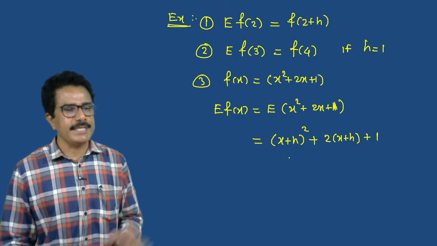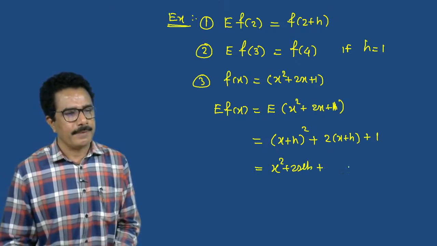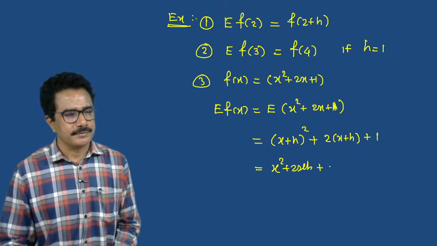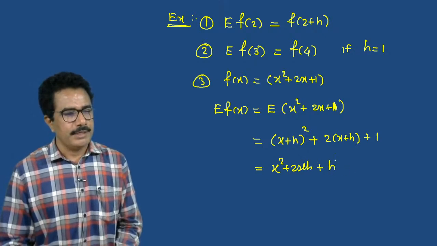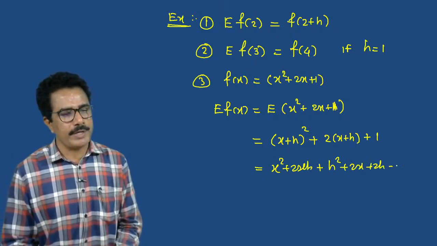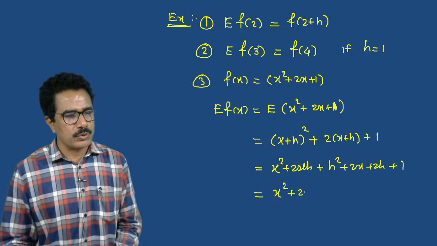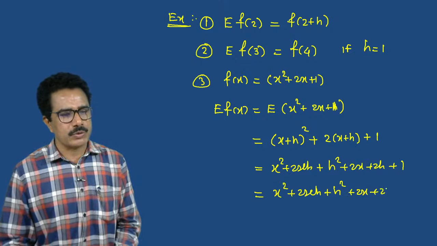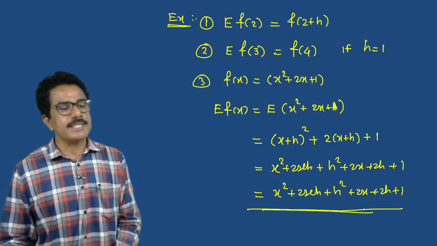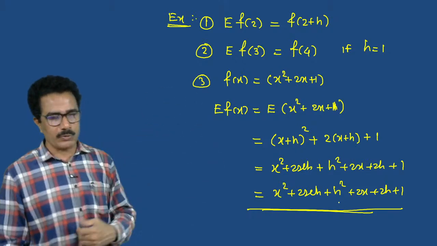So we get this, and expand this, then we get x square plus 2xh plus h square plus 2x plus 2h plus 1. Wait a minute, here h square was left out. So we get x square plus 2xh plus h square, okay, as it is 2x plus 2h plus 1. This is the shift operator. Shift operator means the function which shifts forward.